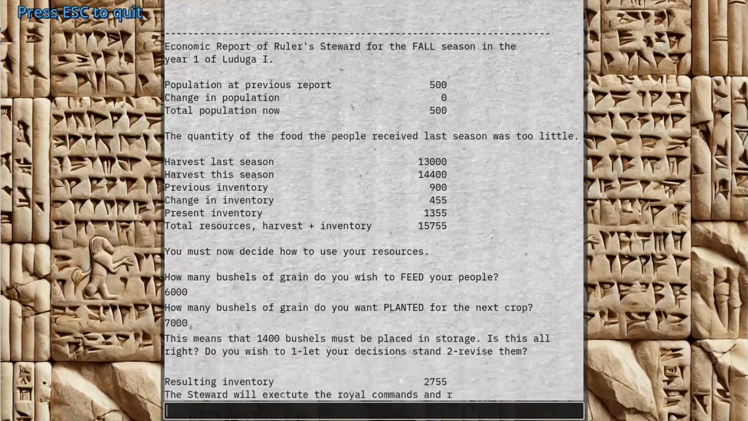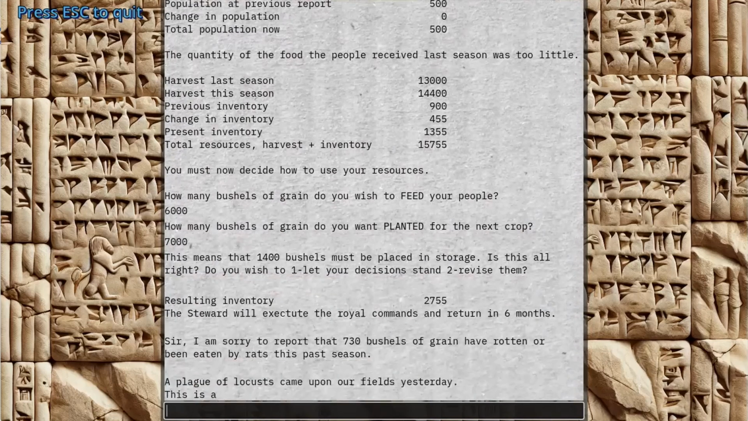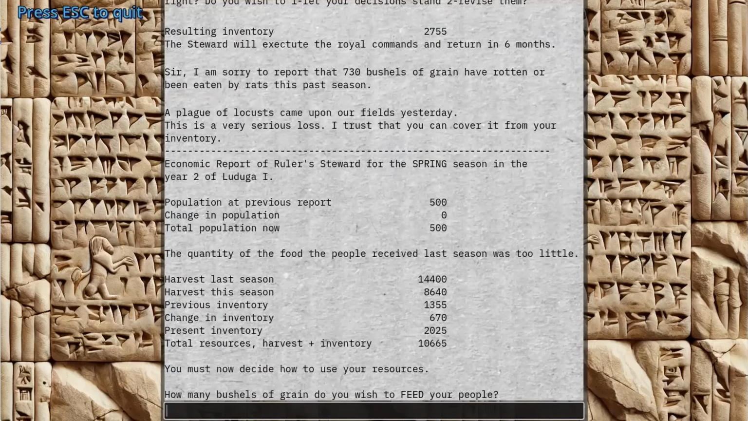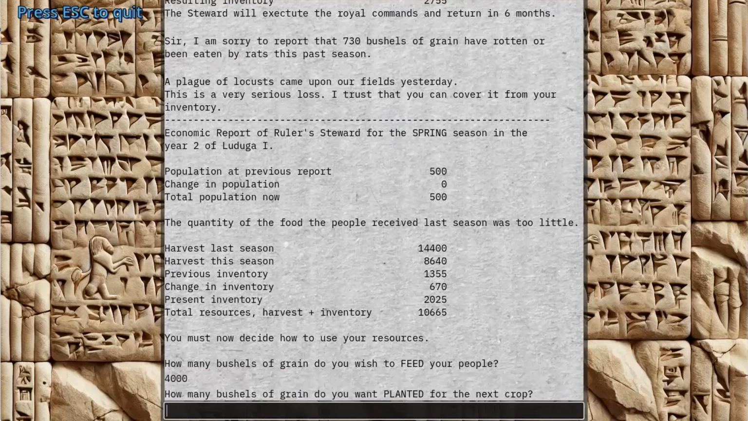You must then decide how many bushels of grain you should plant and how much grain should be given for people to eat. The game doesn't tell you what a bushel is and how many farmers are needed to tend to an acre of land, and I think that's kind of the whole point. You should figure out the optimal ratios through trial and error.